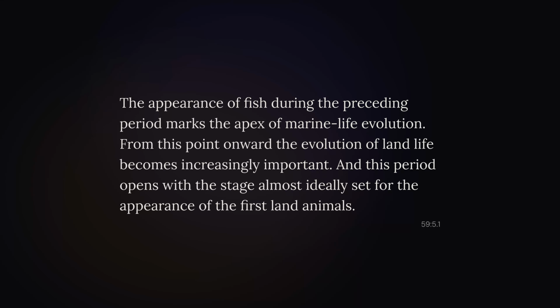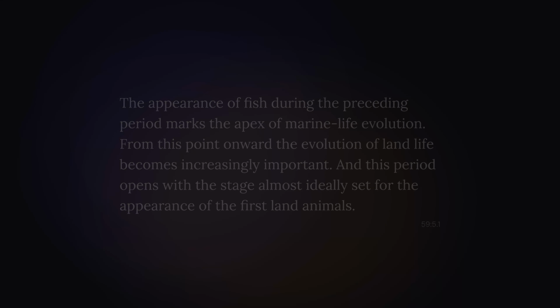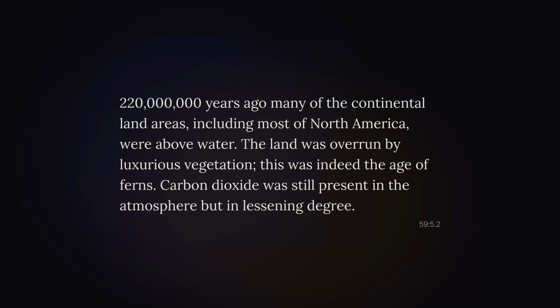The appearance of fish during the preceding period marks the apex of marine life evolution. From this point onward, the evolution of land life becomes increasingly important, and this period opens with the stage almost ideally set for the appearance of the first land animals. 220 million years ago, many of the continental land areas, including most of North America, were above water. The land was overrun by luxurious vegetation. This was indeed the age of ferns.